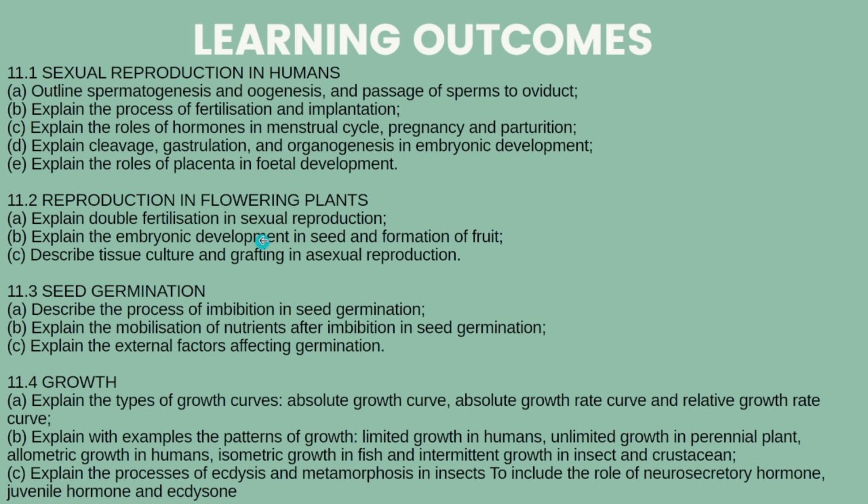The second topic is sexual reproduction in flowering plants, including double fertilization, embryonic development, and the new topics, which are tissue culture and grafting in flowering plants. This is a new topic added in the new syllabus. The third topic is seed germination, and the final topic is growth. So this is a long chapter that includes the 4 big topics.